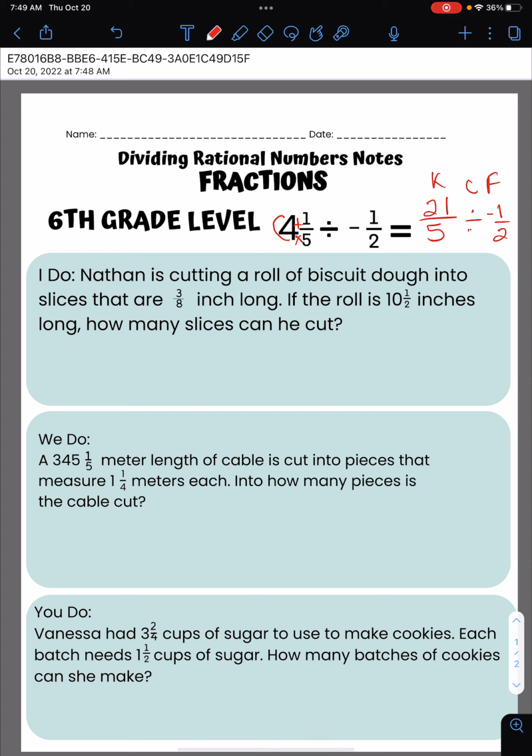So finish solving that one out. Just multiply top with top and bottom with bottom. And then, of course, you have to simplify. All right? So pause the video and then come back for the I do.